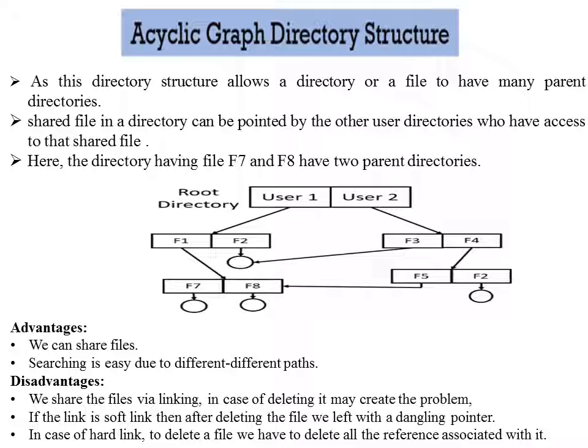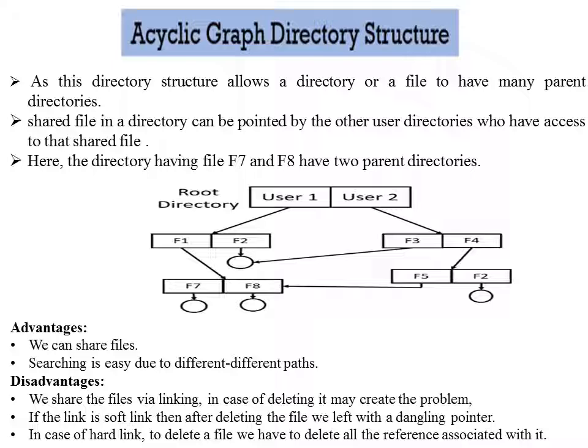So the advantage of using the acyclic graph directory structure is that we can have a shared file system. Also, searching is very easy due to the different paths. The disadvantage of using this type of directory structure is that we share the file via linking.